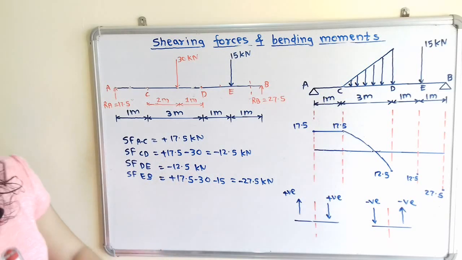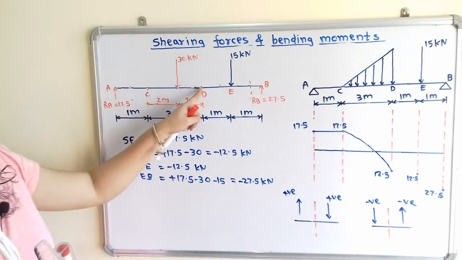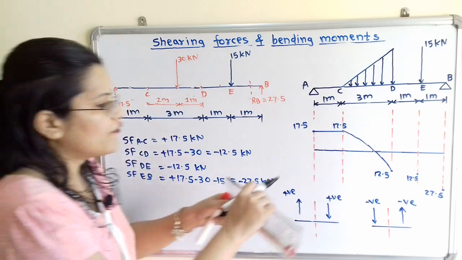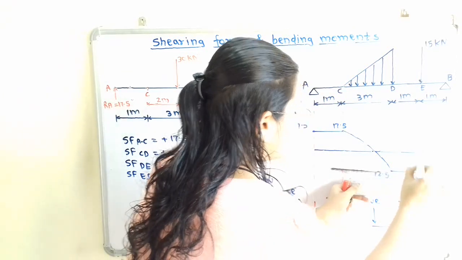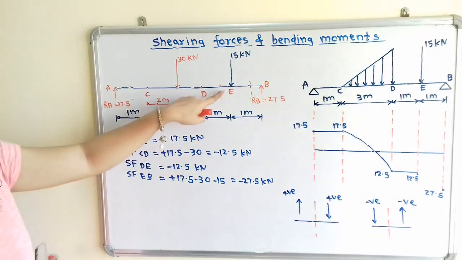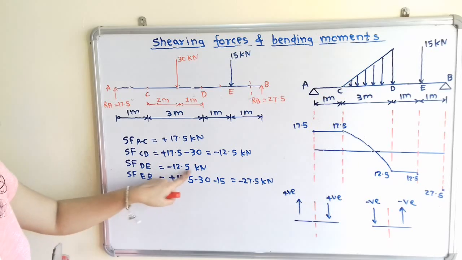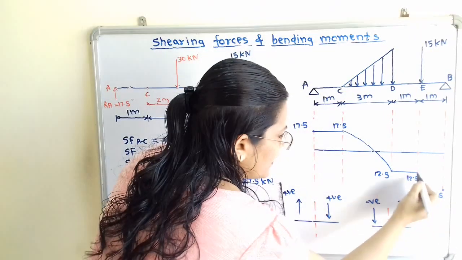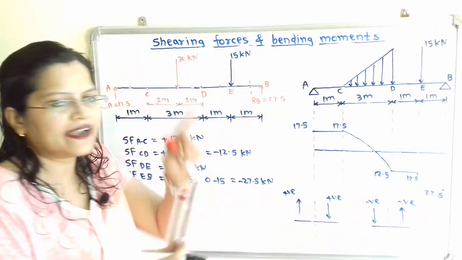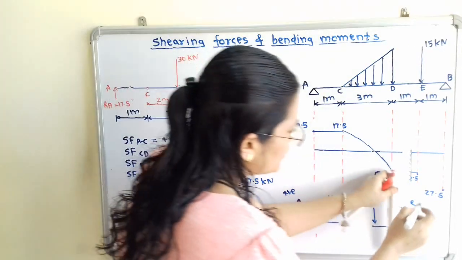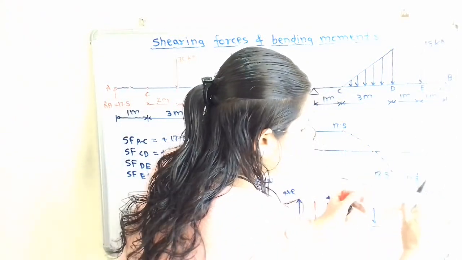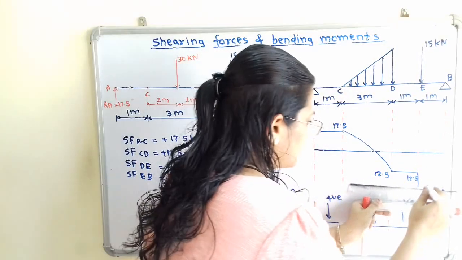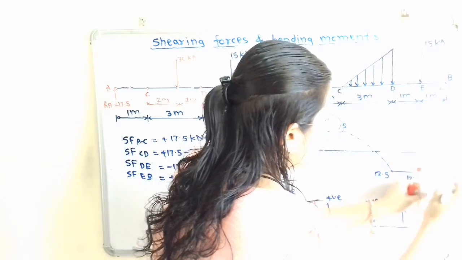Now we will move to the section DE. Now if we observe in between section D at point E there is point load. So again we have to show with constant line. Now at point E this load varies from minus 12.5 to minus 27.5. So again we have to draw one vertical line at point E. So I will show here, I will extend this line, and then for section EB I will again show the constant line. Now we will complete this diagram.